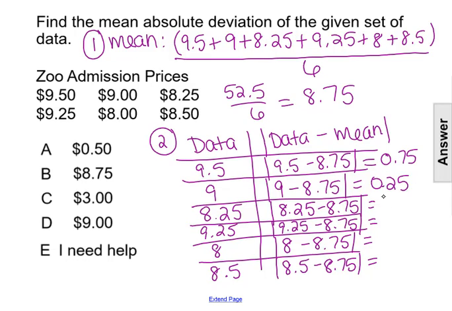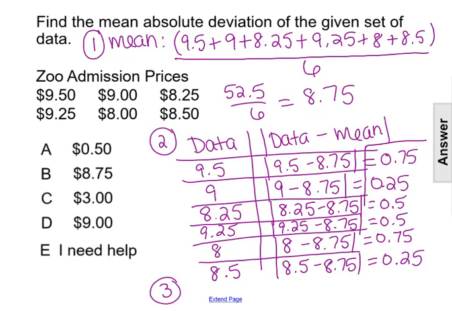So going back and filling in, that will give us 0.75, 0.25, 0.5, 0.5, 0.75, and 0.25. So again, in step 2, we've taken each data point and subtracted the mean we calculated and taken the absolute value. The third step is to then find the mean or average of those values.